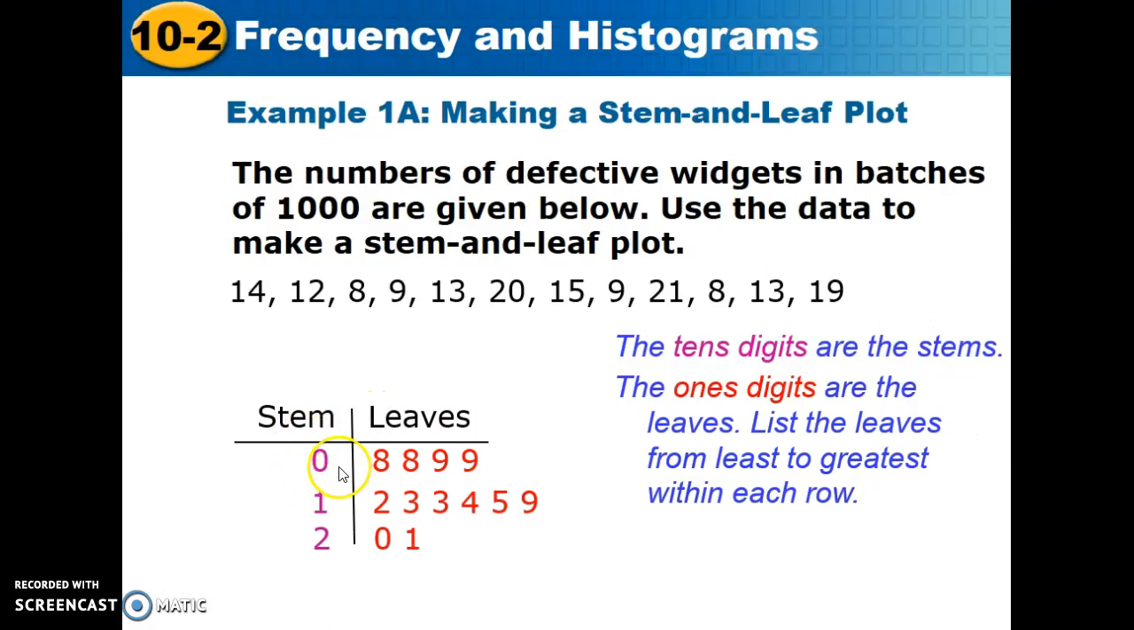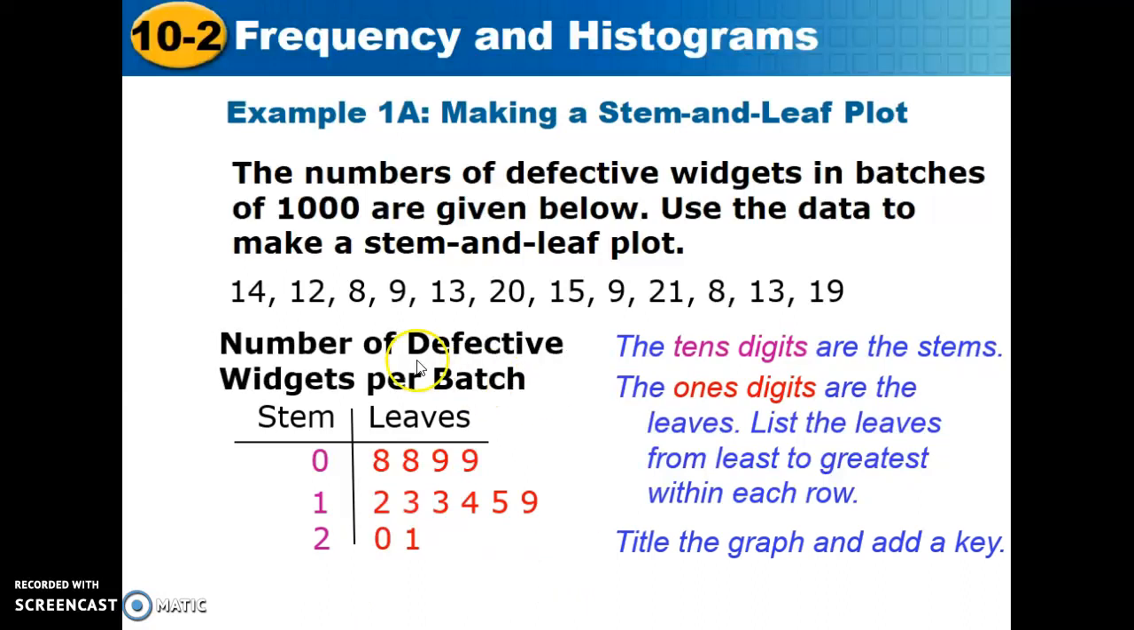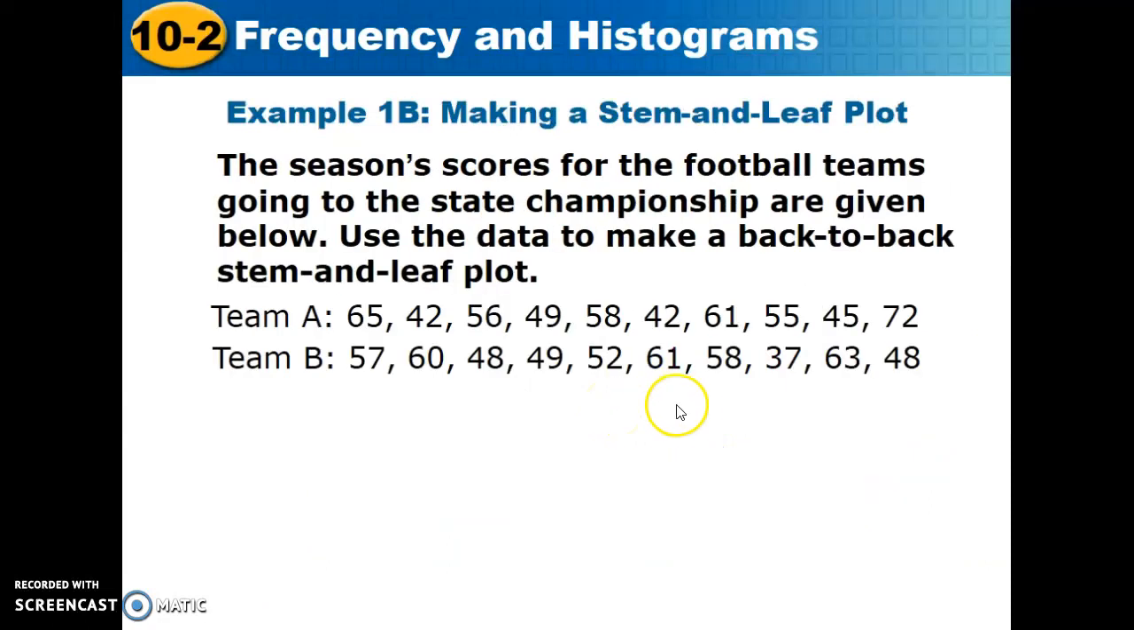So when we have 0 tens, we have the numbers 8 twice and 9 twice. And so those are listed with a stem of 0. And then our tens are 1 10 and 2 ones, 12, 2 13s, a 14, a 15, and a 19. And in the 20s, we have 20 and 21. Title the graph and add the key. These are the parts of making a stem and leaf. The number of defective widgets per batch, and 1 and 9 means 19.